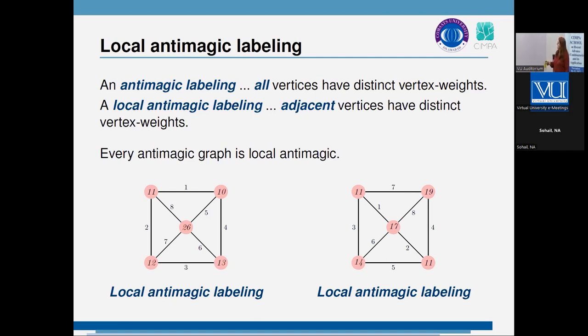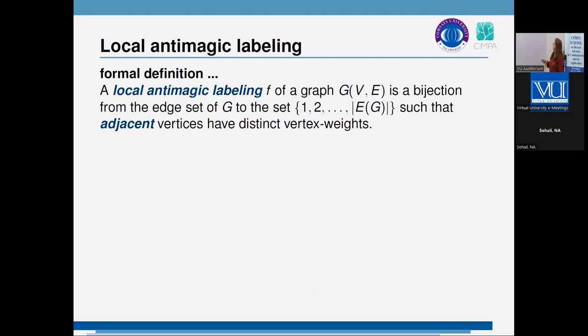We see that two vertices have weight 11. Recall that the weight of a vertex is the sum of its incident edges. For this one, 11 is just 7 plus 1 plus 3. So two vertices have the same weight, 11, but it is not a problem because these vertices are not adjacent. So we have the concept of local antimagic labeling. By definition, we assign numbers from one to the number of edges of the graph, and we require that the weights of adjacent vertices are distinct.